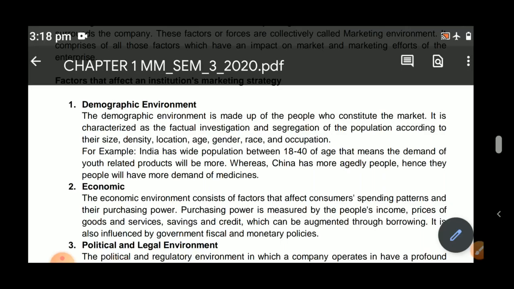Now, how does it affect? Fine. So let's talk about it. I'll discuss an example, then I'll give another example also. India has a wide population between 18 to 40 years of age. It means that demand for youth related products will be more, whereas China has more aged people, hence the people will have more demand for medicines and so on.